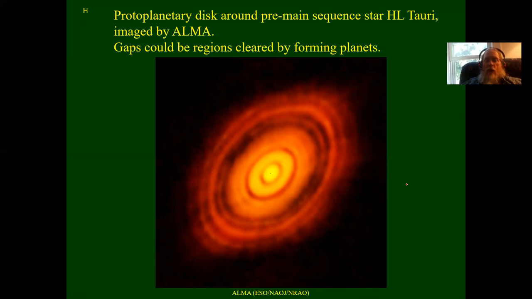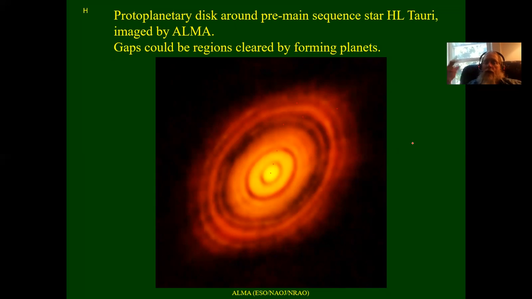So the protostar itself is where I just put the really tiny little dot there. But you can see that there are gaps in the ring. There's at least one, two, three, maybe four, maybe five gaps, maybe even a sixth one out there in that ring.